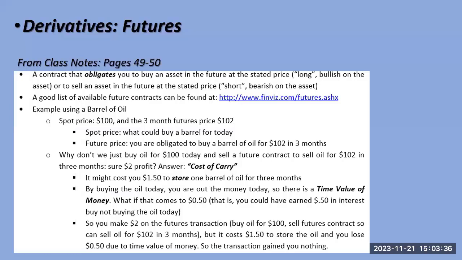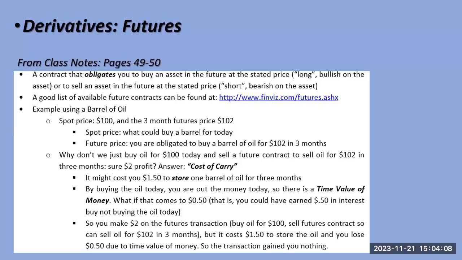So a future obligates you to do something. If you're long on a future, you're bullish on the underlying. So if you're long on the S&P 500 futures, you're long on the S&P 500, hoping that it's going up. This is where you've got to be real careful on futures on bonds. If you're long on a Treasury future, you're hoping Treasury prices go up. So you're hoping interest rates do what? Fall, right? So you've got to be real careful.